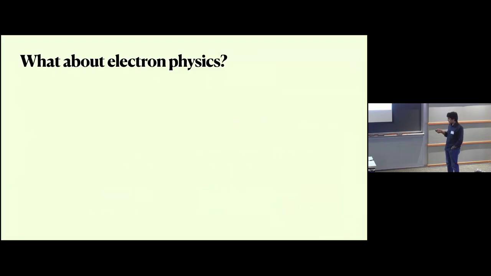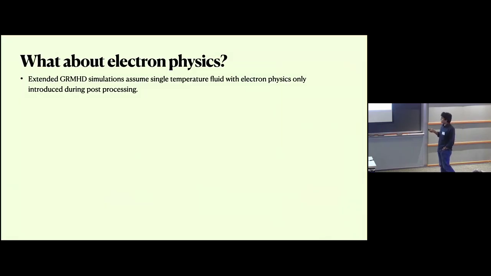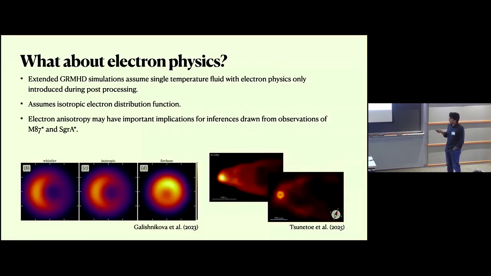So what about the electron physics? I had mentioned previously that the extended GRMHD simulations, although they introduce these new collisionless terms, are still at the end of the day a single temperature fluid, and the electron thermodynamics has to be prescribed at the end. So it assumes an isotropic electron distribution function, the way the EHT does, and we know from recent works that the electron anisotropy may have important implications for the observations.